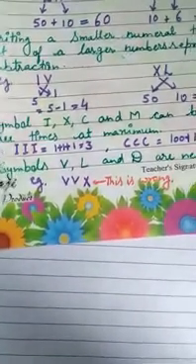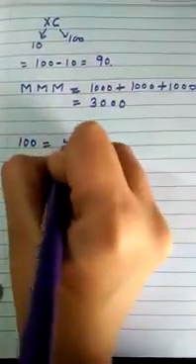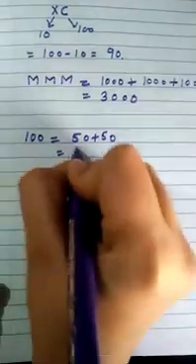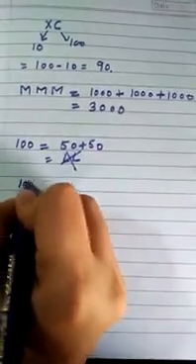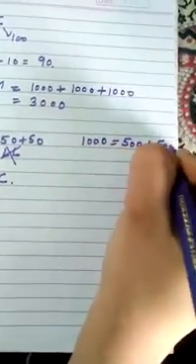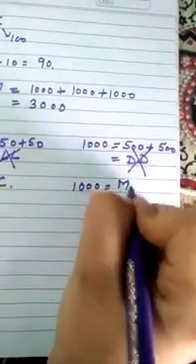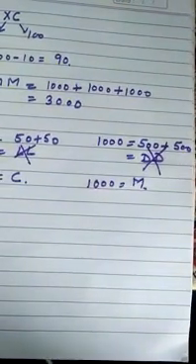Now students, suppose I am writing 100, and 100 is 50 plus 50, then LL. But it's not a correct answer, because the value of 100 is C. Next, one more. If I'm writing 1000, and 1000 is 500 plus 500, that is DD. But this is wrong. What is the value of 1000? That is M. Clear?